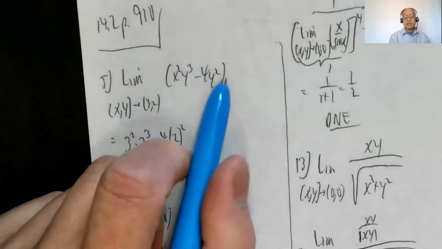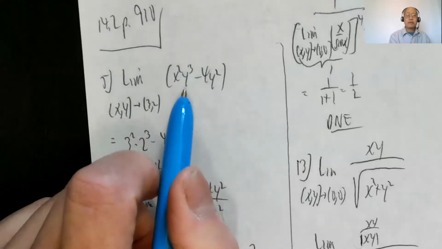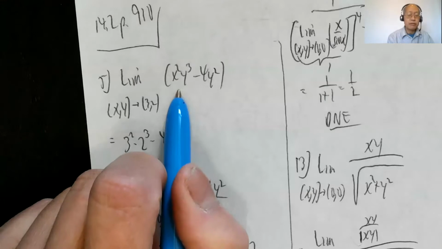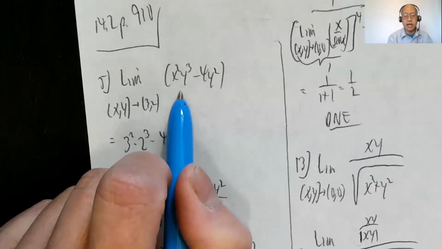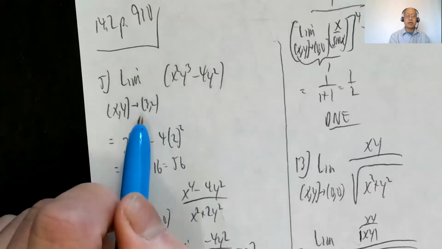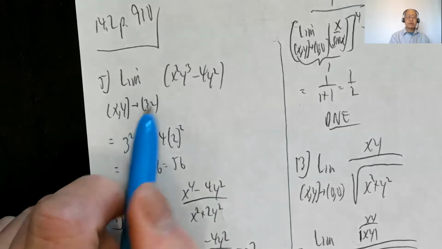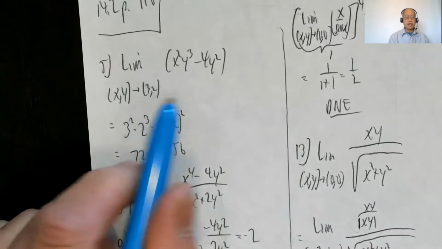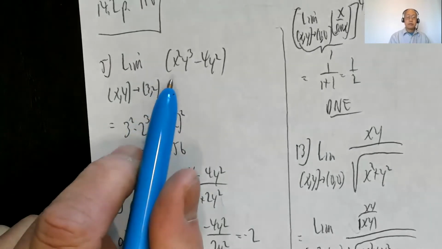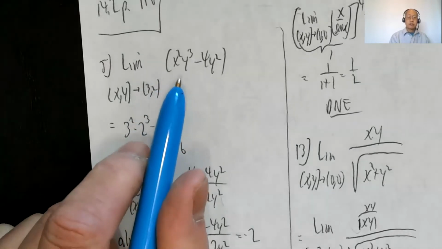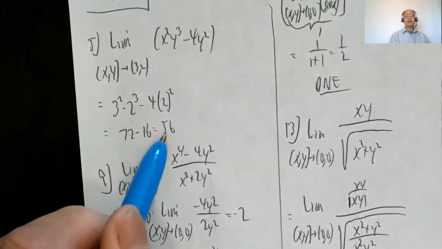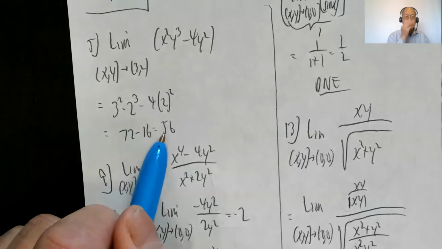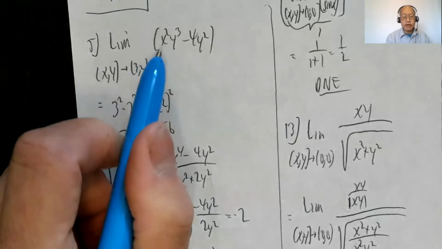Now, if you get something simple like this, there's no problem with plugging in any real numbers. You're not dividing by 0, you're not taking the square root of a negative, you're not taking the natural log of a negative, just plug in. So x is 3, y is 2, just straight out plug it in, no big deal. So 3 squared, 2 cubed minus 4 times 2 squared, punch it in your machine, 56. So these are the really easy ones.